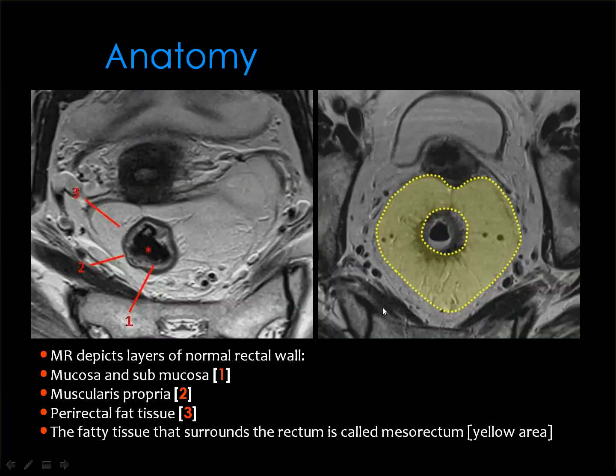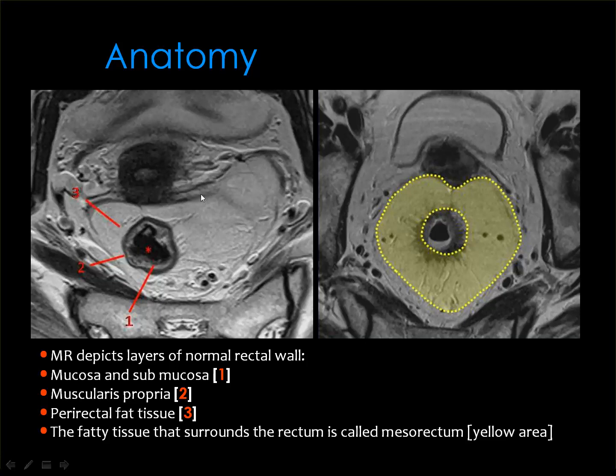Then we go to the anatomy, which is simple but very important. In the axial and the coronal images, in the axial images in particular, you see the layers of the colon. Number one, this layer, which is of high signal intensity in the T2 weighted image, is the mucosa and submucosa. Then the outer layer represents the muscularis propria. It is of low signal intensity.